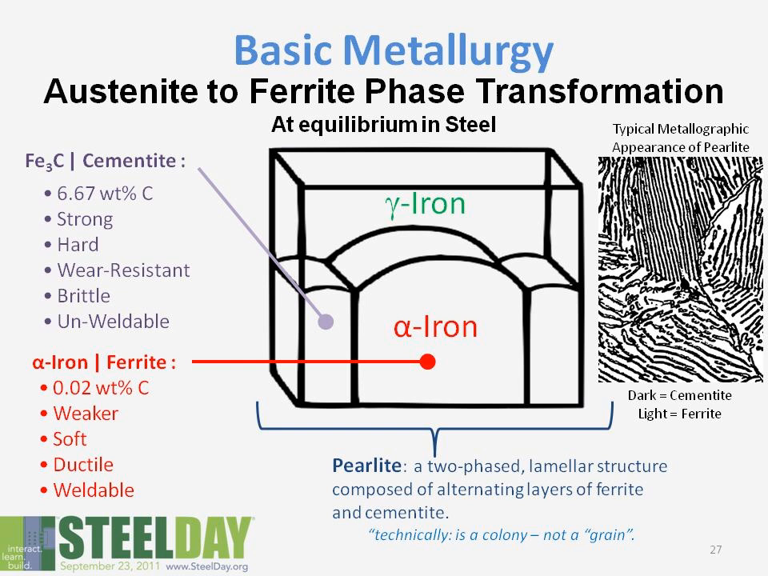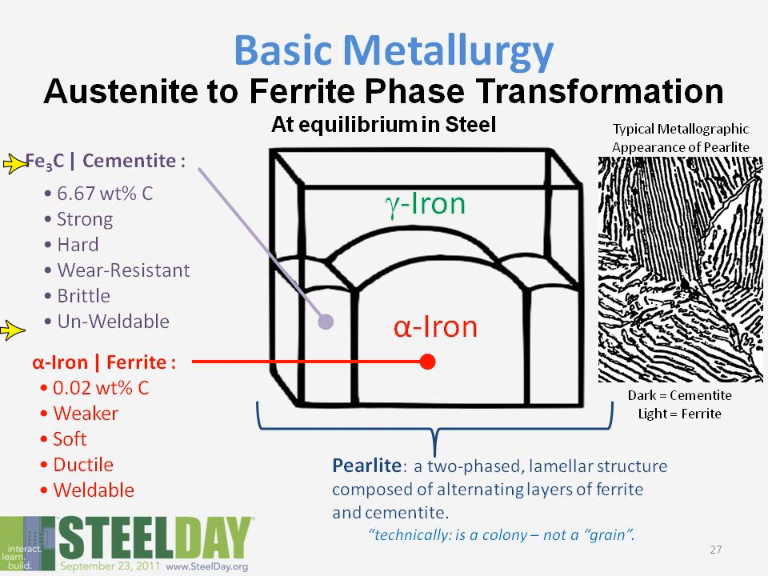What this actually looks like metallographically is we end up with a duplex microstructure, two phases in the microstructure. The dark lines here represent the carbon-rich region, which is known as either iron carbide or cementite. It can take up to 6 2/3% carbon, which makes it very strong, very hard, very wear resistant, but it also makes it extremely brittle and unweldable.